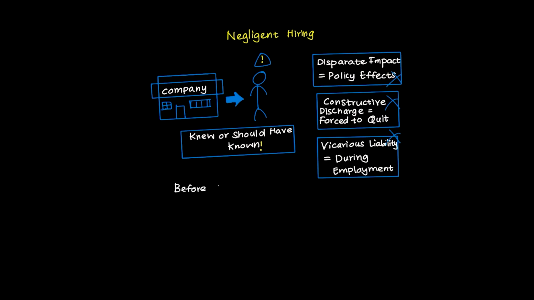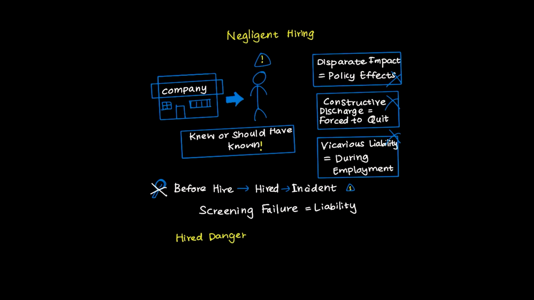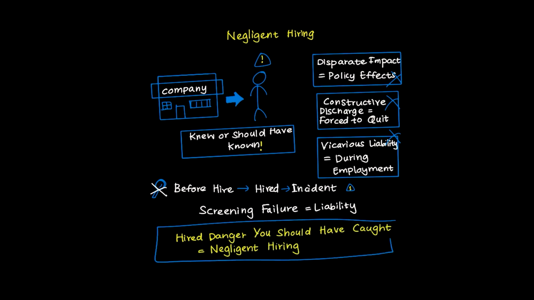Here's a WGU D351 OA exam tip for you. Knew or should have known, plus prior history of dangerous behavior, equals negligent hiring. Quick recall hook: hired danger you should have caught equals negligent hiring.